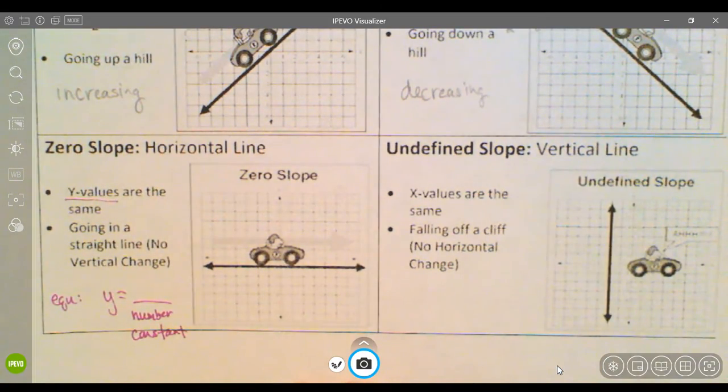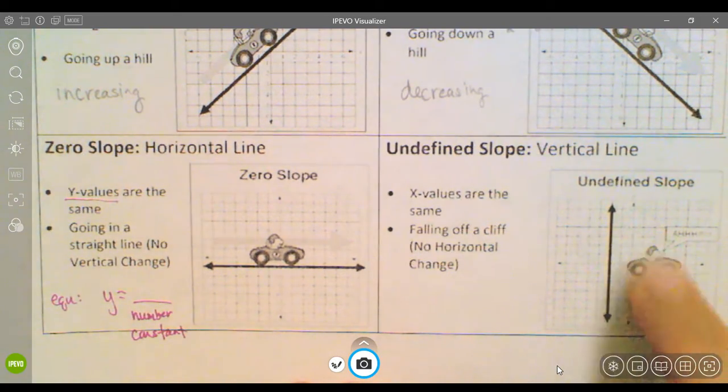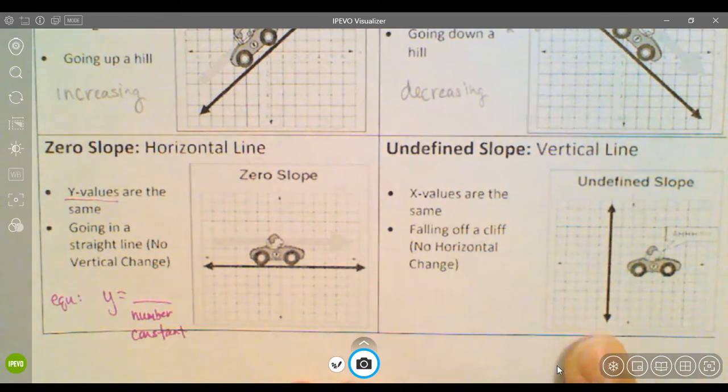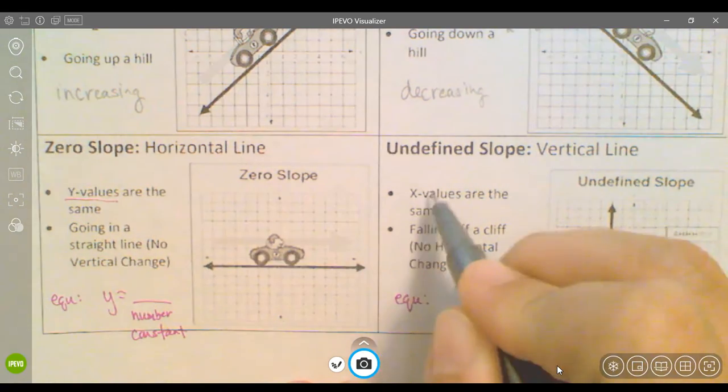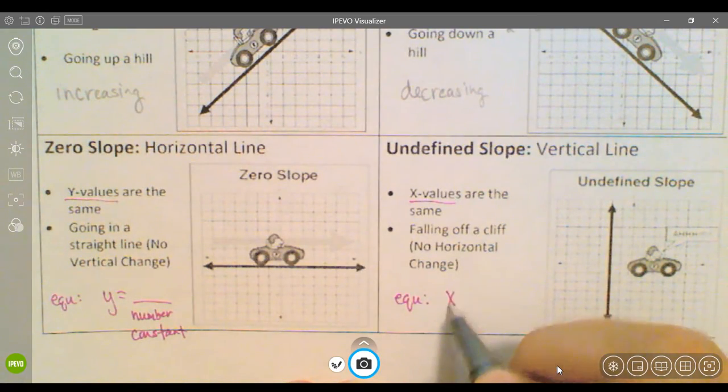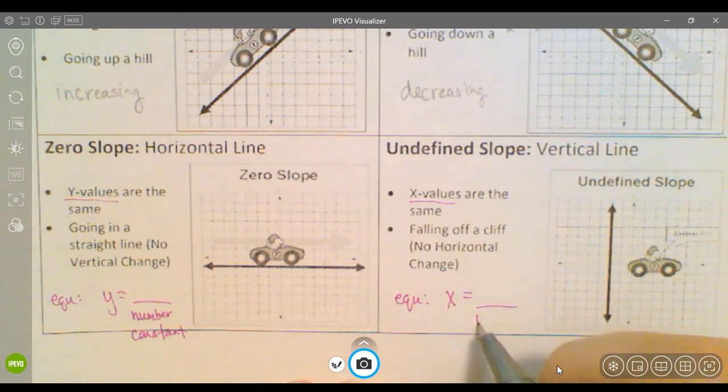Whenever we have an undefined slope, it's basically vertical, you run into a brick wall. There is no horizontal change here. When we look at this one, notice the x values are all the same. This will be x equals some number.